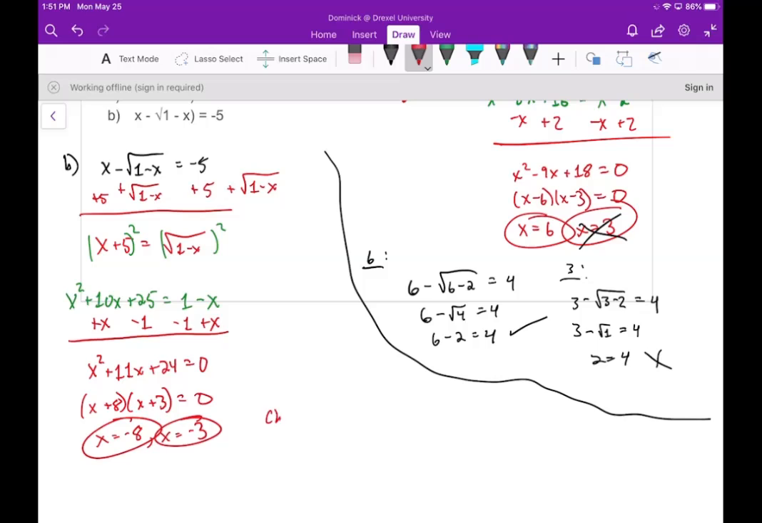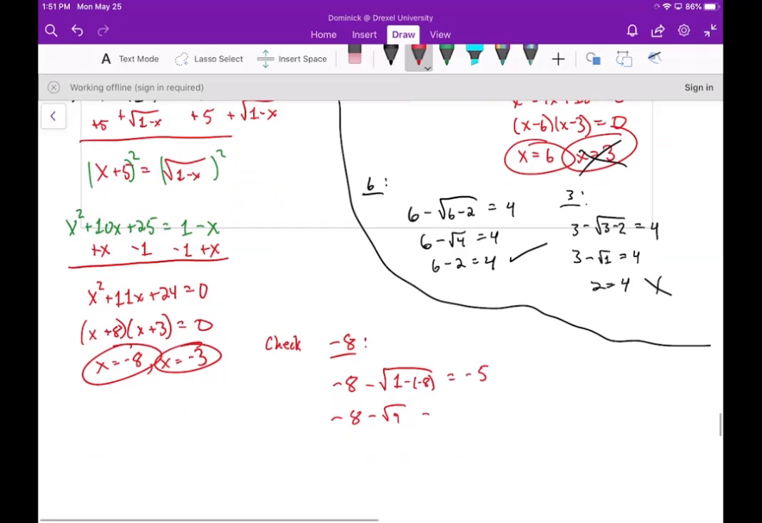So now we need to check, right? If we check -8, we're going to get -8 minus the square root of 1 minus -8 equals -5. And this will give me -8 minus the square root of 9, which is -8 minus 3. So we get -11, right? So that one's not good. So we've got to throw out -8.